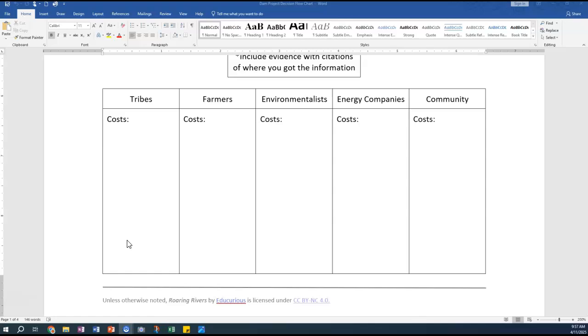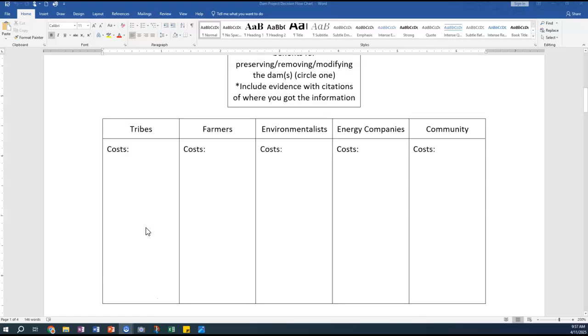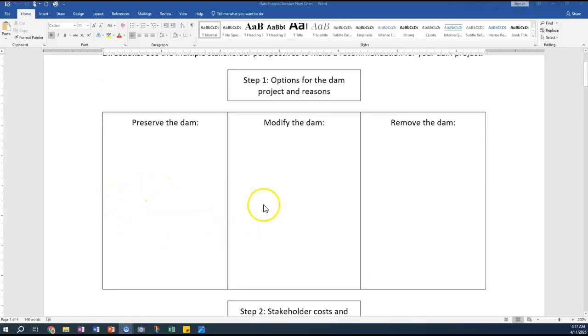In a perfect world, you'd have some cost, some gain for everybody, because the reality is that for most of these, there should be both. For some of them, the costs are going to be a lot easier. For others, the benefits are going to be a lot easier to find. So if you can't find a cost or a benefit, that's okay. But just know that for most of them, you should have at least one or two bullet points of both.